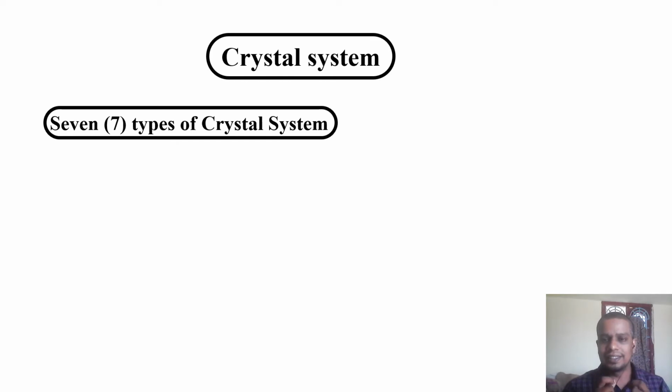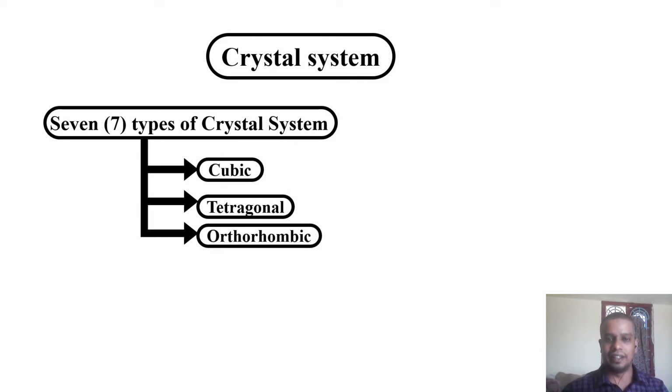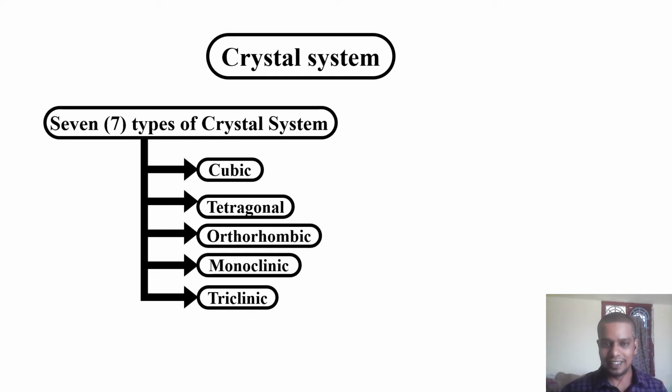If you are asking how many types of crystal system exist, there are 7 types of crystal system. What are those types? The first one, the cubical system. The second one, the tetragonal system. The third one, orthorhombic system. The fourth one, monoclinic system. The fifth one, triclinic system.